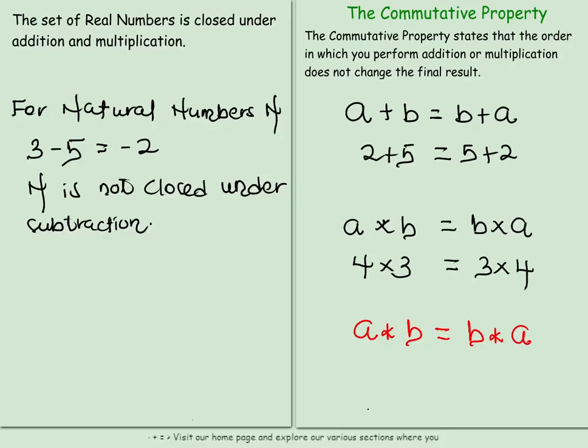Taking these examples, you realize that they are not commutative. So for instance, if I take 2 minus 5 and I work out 5 minus 2, do I get the same answer? 2 minus 5 gives me a negative 3, but 5 minus 2 on the other hand gives me a 3. Hence, they are not the same. And we say it is not commutative.